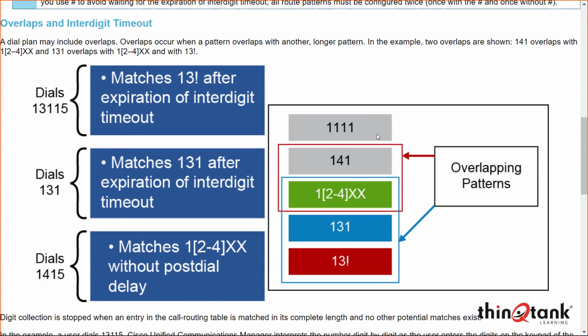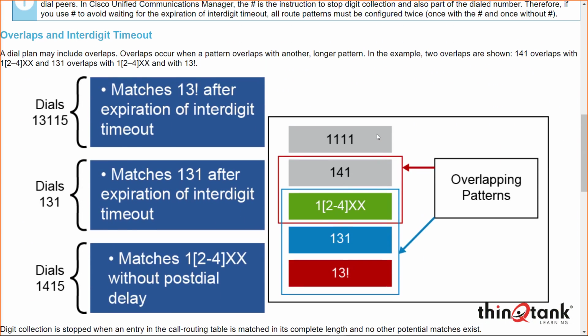All right. If you have overlapping patterns, and it is possible, you could have overlaps occur that don't actually involve long distance or international patterns. Here we see 141 overlaps with 1, 2 through 4 XX, and 131 overlaps with 1, 2 through 4 XX, and with the 131 exclamation point. So we try to avoid this as much as possible, obviously. But there may be scenarios where you can't get away from that.